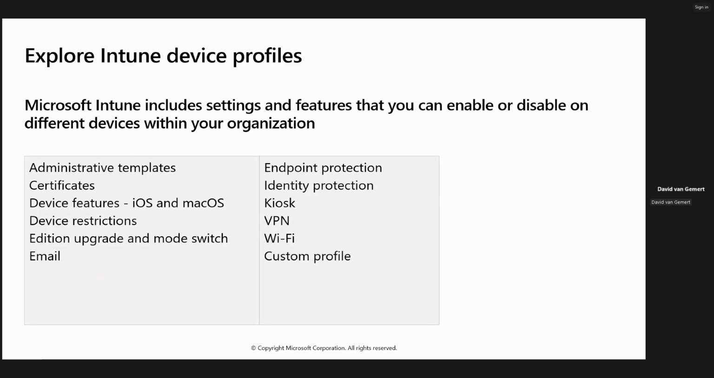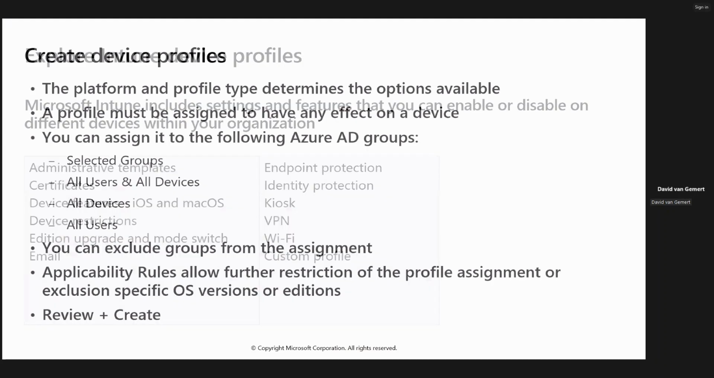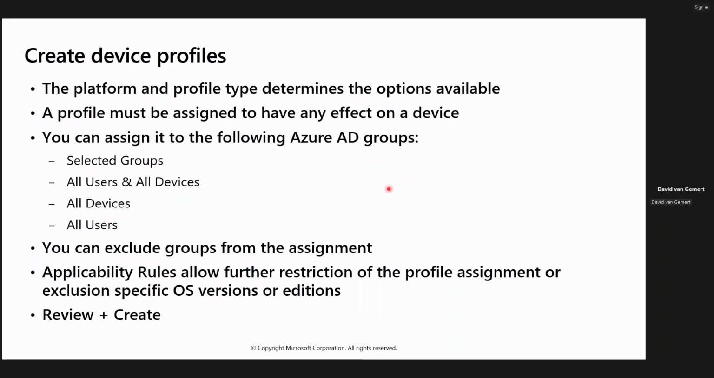So looking at the creation of a device profile, we do it from our Endpoint Manager Admin Center. Go to devices, and then select the particular platform that you want to create the configuration profile for. The platform and profile type will determine what options are available. Of course, for it to have any effect, the profile needs to be assigned. So create the profile and assign it to your group.